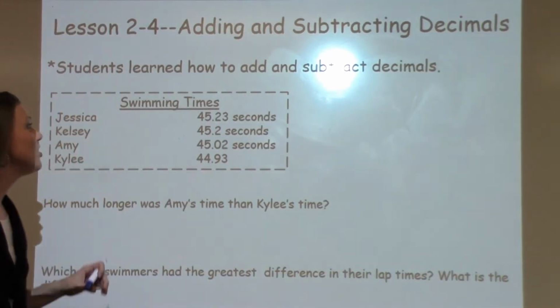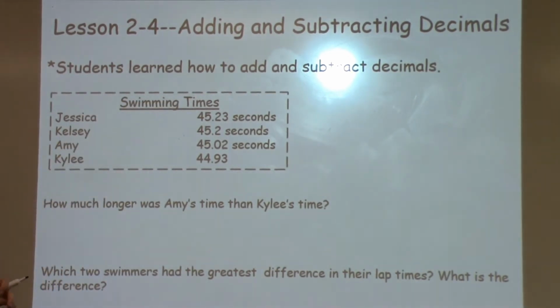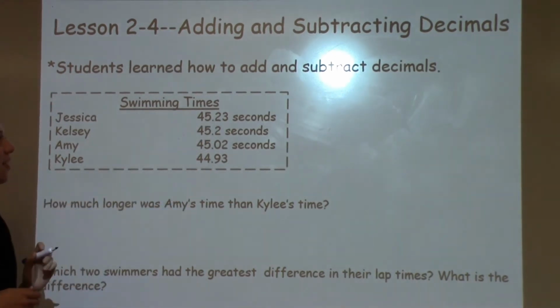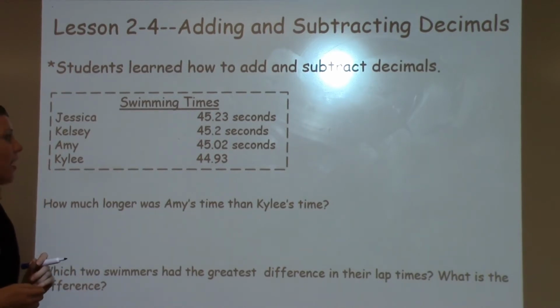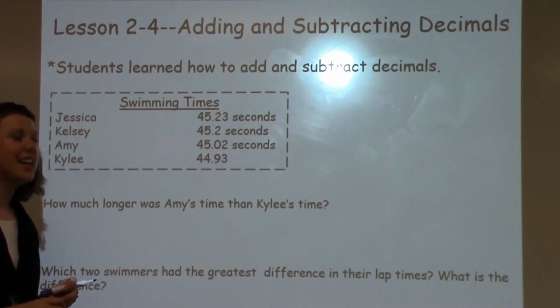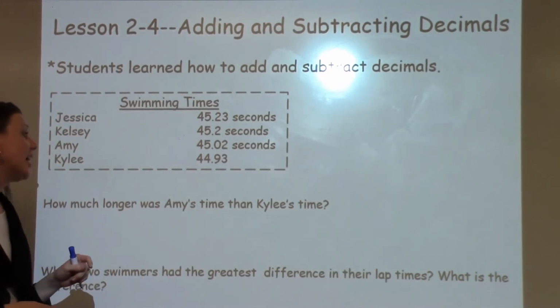Today in 5th grade, students learned how to add and subtract decimals. We had a table in one of our problems today, and it's talking about swimming times. We have Jessica, who had 45 and 2300 seconds. Kelsey had 45 and 2/10 seconds. Amy had 45 and 200 seconds, and Kylie had 44 and 9300 seconds. Our question says, how much longer was Amy's time than Kylie's time?